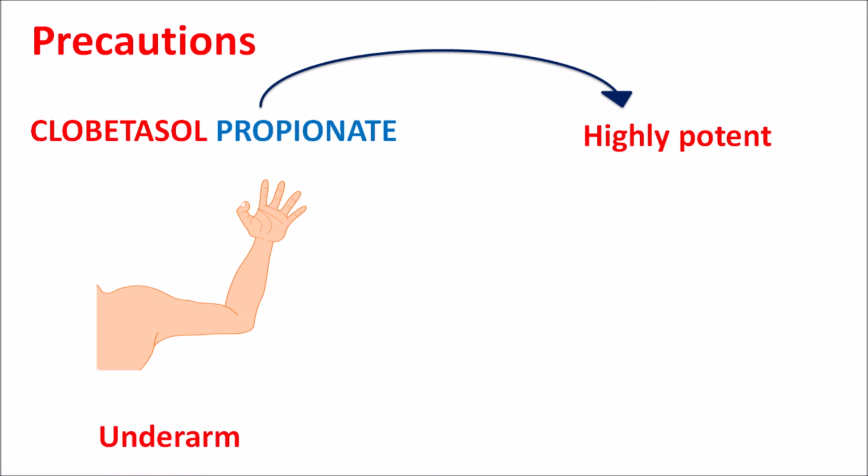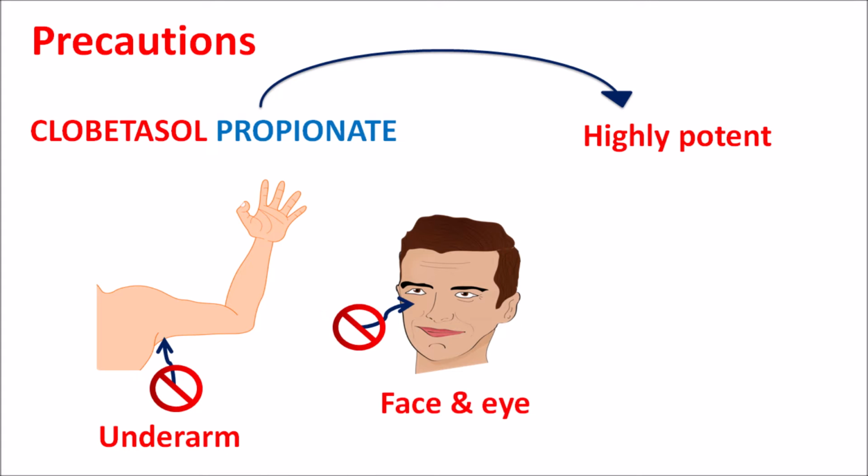That's why this drug should not be applied underarm. Even it should not be applied on the face as it may increase the risk of contact with the eye and systemic exposure. And it is also not applied on the groin area. So in these areas, clobetasol propionate should not be applied.